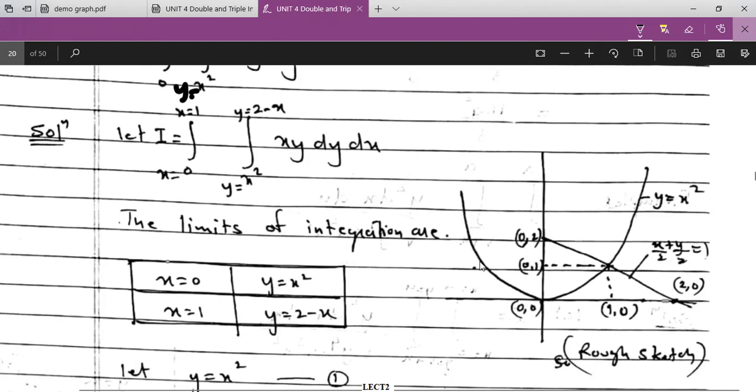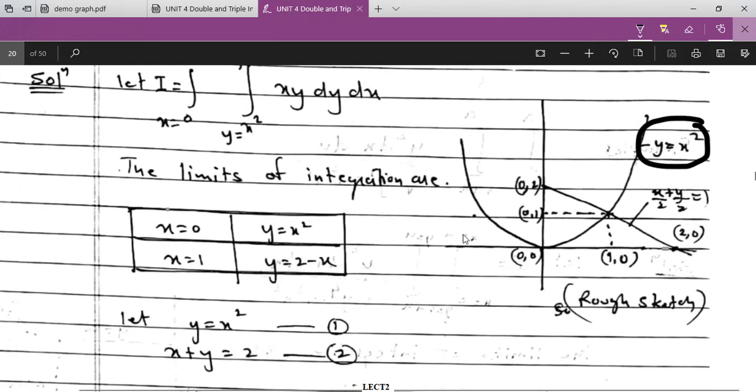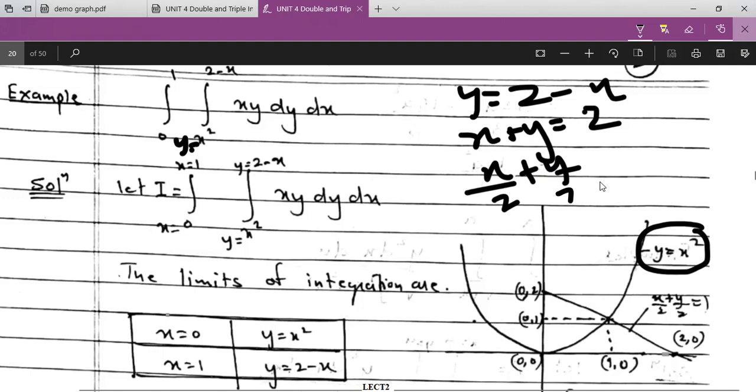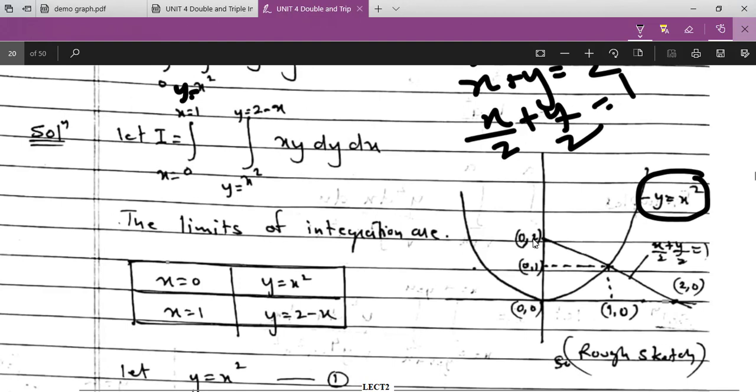Now see, y is equal to x square is this particular graph, right? And y is equal to 2 minus x. I will do it for you. So y is equal to 2 minus x. If I take this x to the left hand side, it becomes x plus y equal to 2, right? And here if I divide it by 2, it becomes x divided by 2 plus y divided by 2 equal to 1, that is the intercept form. So x is at a distance 2 and y is at a distance 2, right? So here it is, this is the graph, right? And this is the point of intersection.